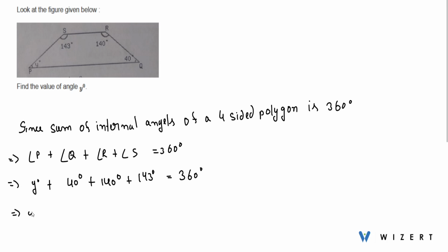So it will become y degrees equals 360 degrees minus, say, adding all the constants on the left hand side and then shifting it to the right hand side, it will give us minus 323 degrees. Therefore 360 minus 323 will become 37 degrees. So y degrees will be equal to 37 degrees, and thus this will be our final required answer.